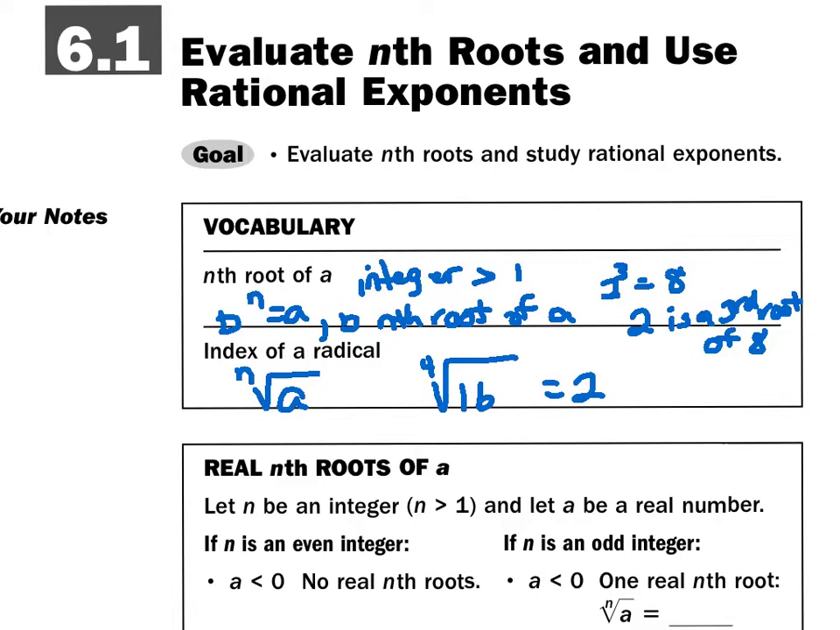We can simplify this by taking out a group number. So we could say 2 times 2 times 2 times 2, and since we had a group of 4 2's, we could say that the answer would be 2 then.